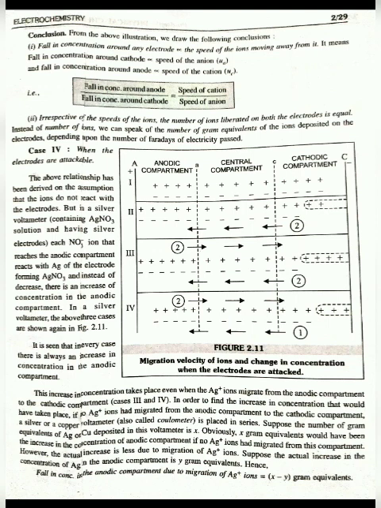Cases third and fourth. In order to find the increase in concentration that would have taken place if no Ag positive ions had migrated from the anodic compartment to the cathodic compartment, a silver or a copper voltameter, also called coulometer, is placed in series. Suppose the number of gram equivalents of Ag or Cu deposited in this voltameter is X. Obviously, X gram equivalent would have been the increase in the concentration of the anodic compartment if no Ag positive ions had migrated from the compartment. However, the actual increase is less due to migration of Ag positive ions. Suppose the actual increase in the concentration of Ag in the anodic compartment is Y gram equivalent; hence the fall in concentration in the anodic compartment due to migration of Ag positive ions is equal to X minus Y gram equivalent.